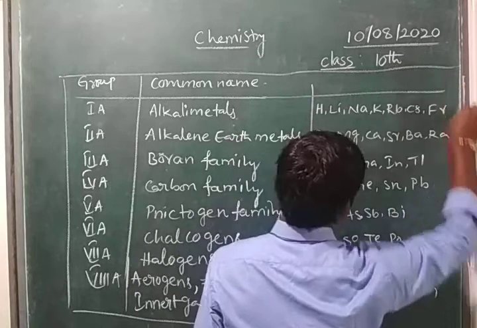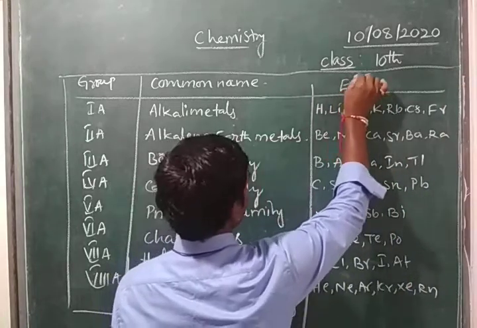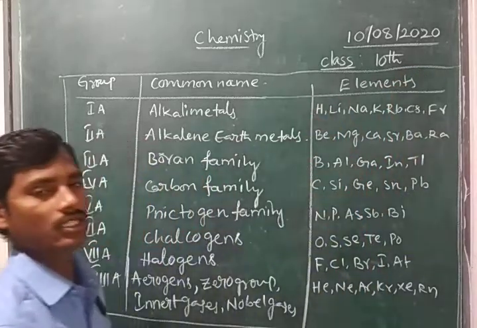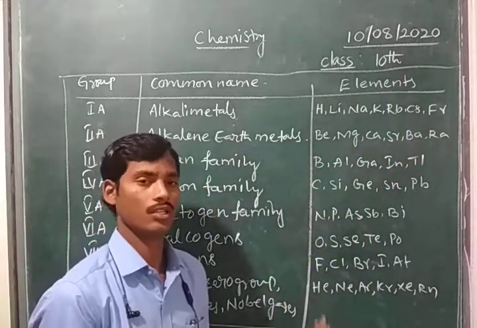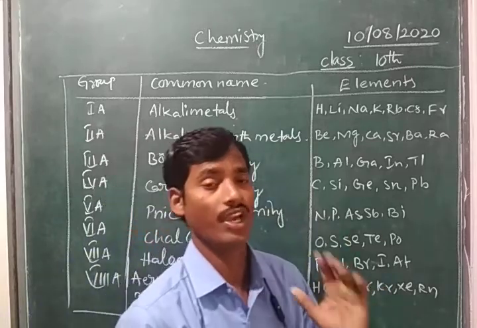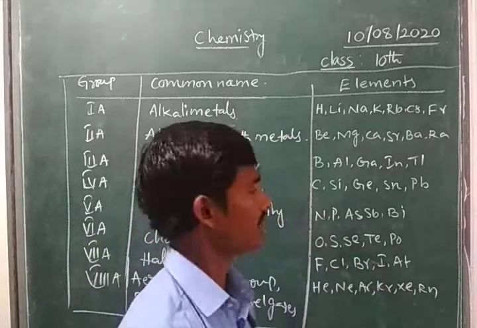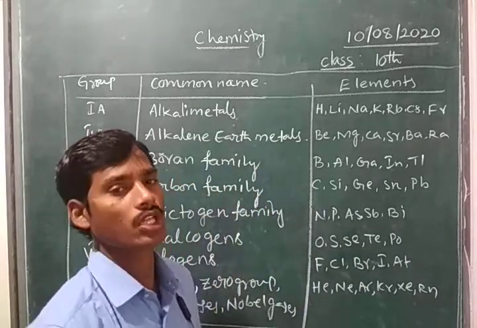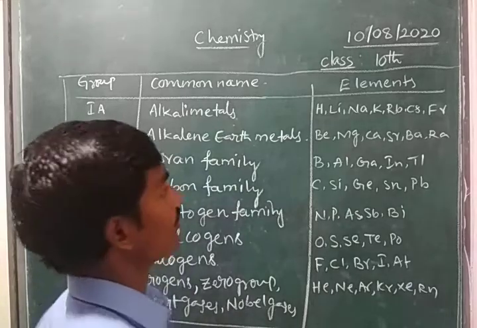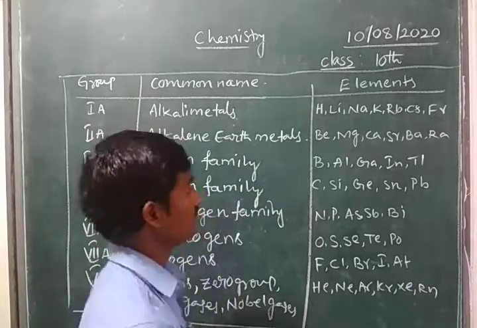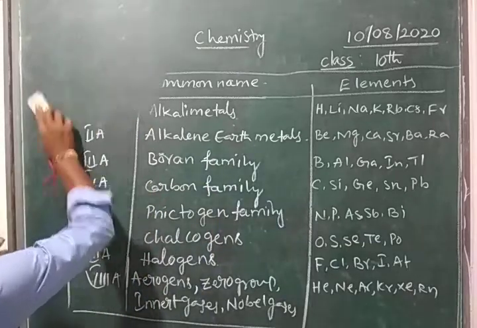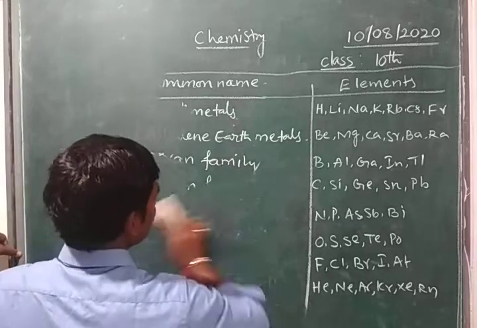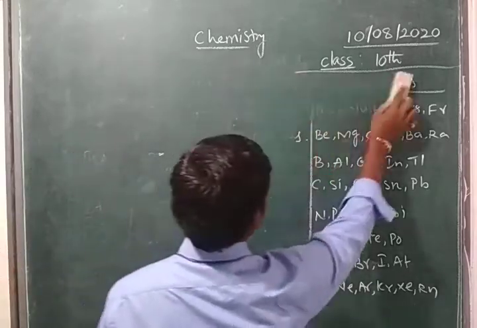Group, common name and elements: this is the information about groups. You have to write it in your CW, group number along with the common names. Now coming to one more tabular form regarding the modern periodic table. See here, children, now about periods.